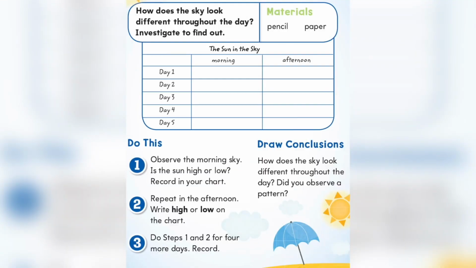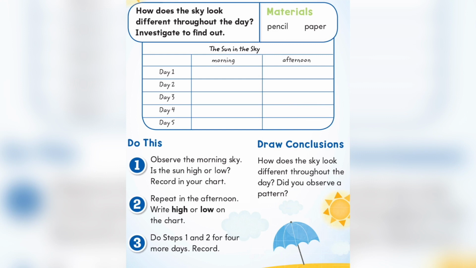Let's take a look at your science project. For this project, you are going to observe the position of the sun in the morning and the afternoon for a period of 7 days, beginning today, Tuesday, May 12, 2020, and ending on Monday, May 18, 2020. You will create the chart titled The Sun in the Sky, just like the one pictured here. And then follow the do this steps.